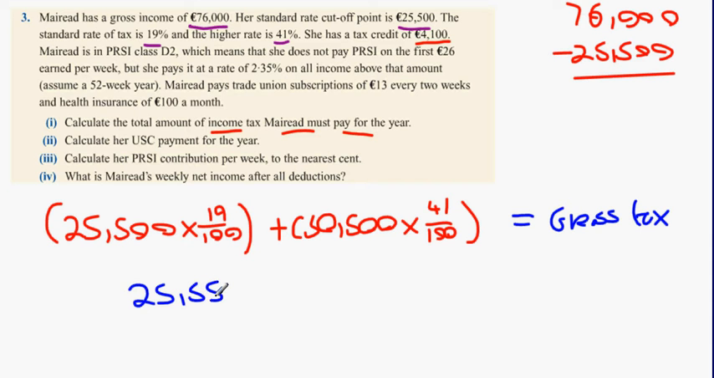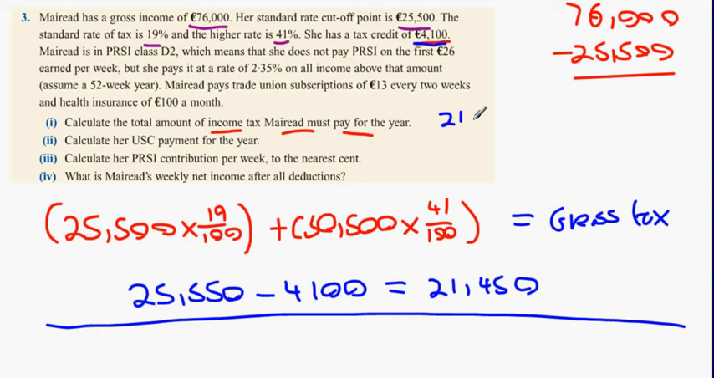That's the gross tax. Take away our tax credit of minus 4,100, and what we're going to get is 21,450. Okay, and that is our tax payable, 21,450.